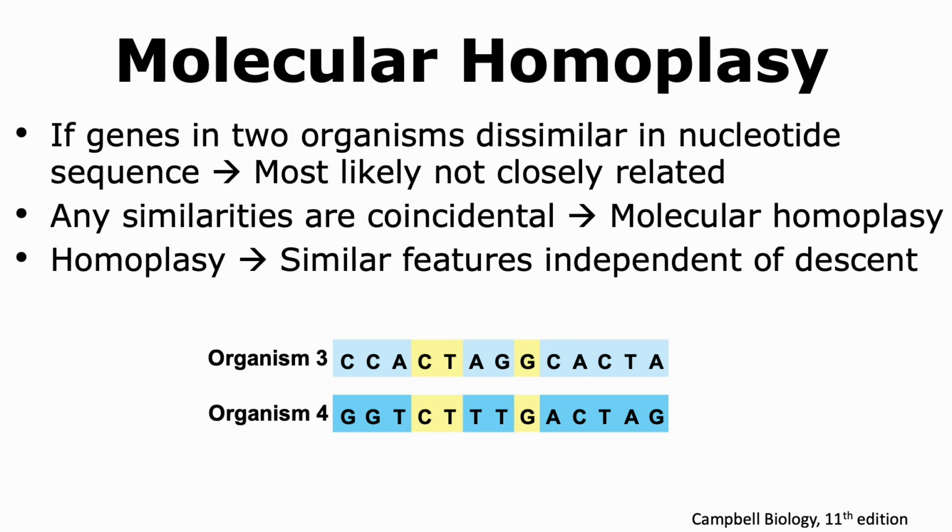On the other hand, if we have a scenario where the genes present in 2 organisms are not as similar to one another in their nucleotide sequence, then we can also conclude that most likely these 2 organisms are not closely related. Any similarities in their nucleotide sequences that can be observed in the figure are purely coincidental, and this is an example of a molecular homoplasy. Homoplasies are similar features that are independent of descent, and hence homoplasies should not be taken into account while determining the evolutionary history of organisms.